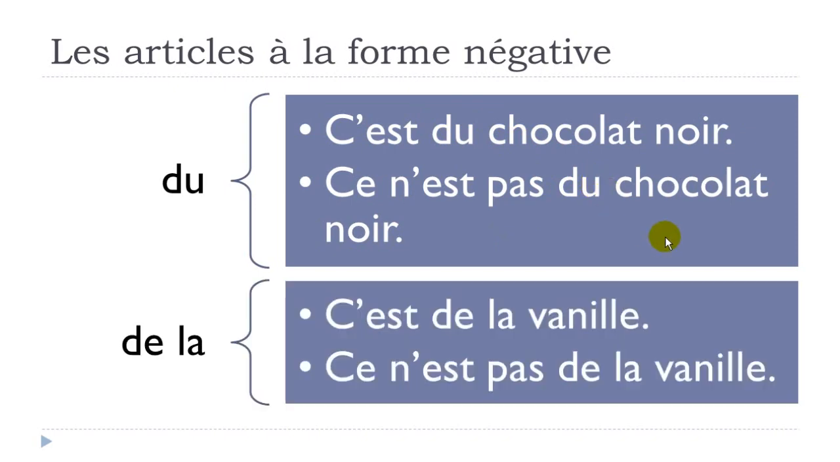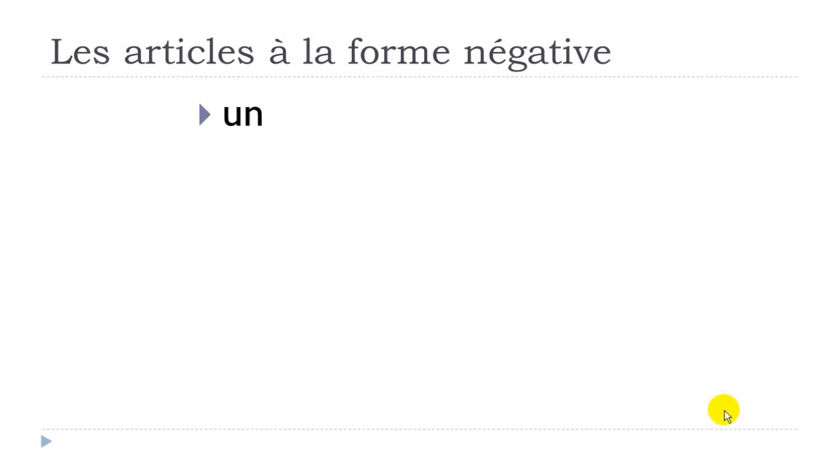So partitif féminin, c'est de la vanille. Ce n'est pas de la vanille. So, de la is here, and it's still here for the negative form, okay? Vanille, vanilla. All right? So now we can have the rule.